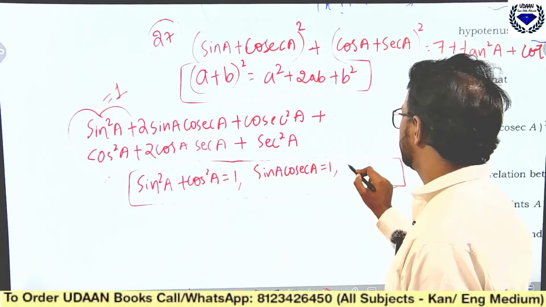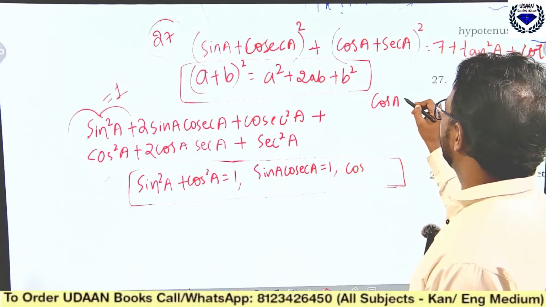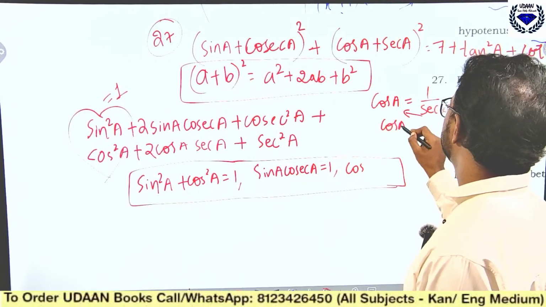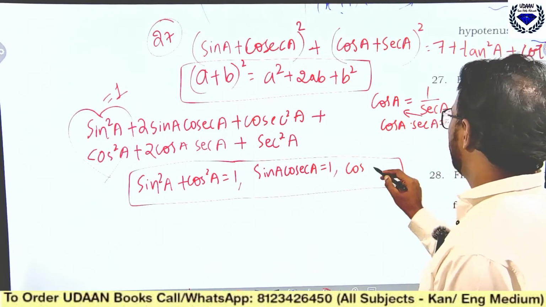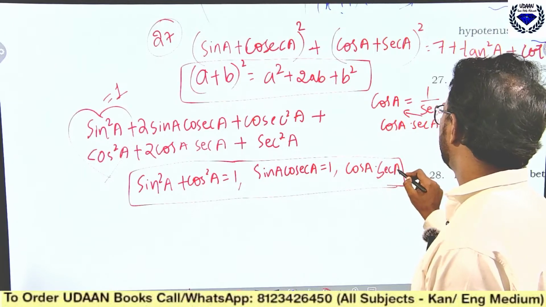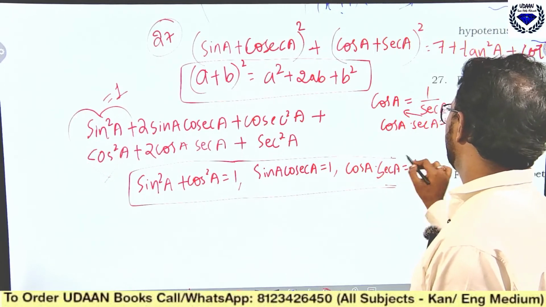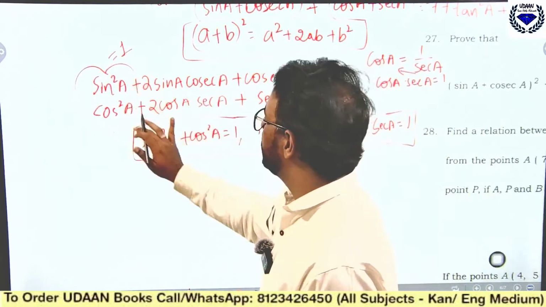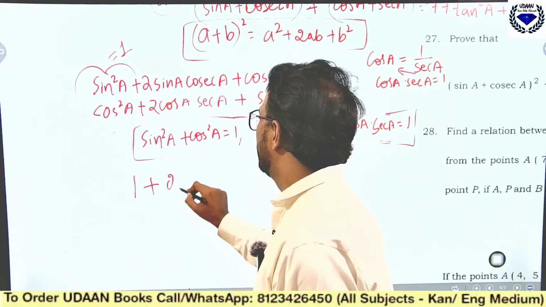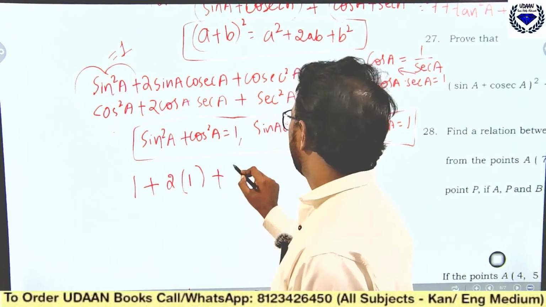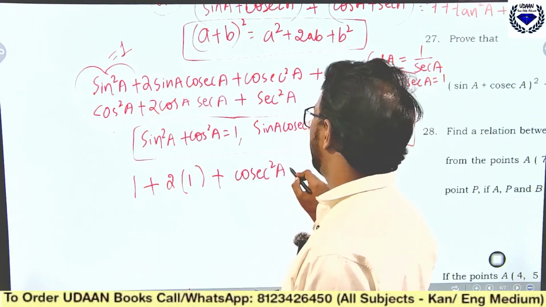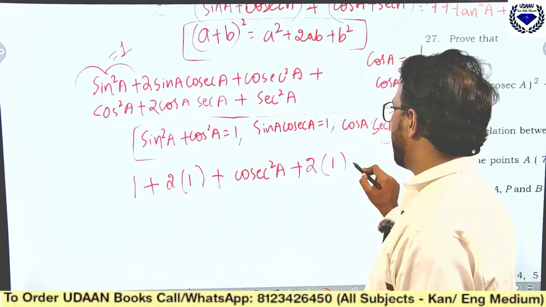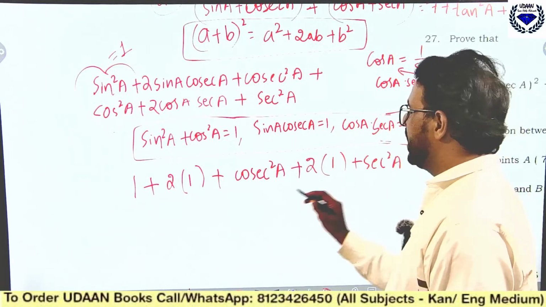Similarly, cos A into, see here, cos A is reciprocal of sec A. If you just transfer here, cos A into sec A, you will be left with 1. Therefore, cos A into sec A is equal to, what will you get? Equal to 1. I hope you are connecting to me. Now what will you get? Sin square A plus cos square A is 1. Then 2, this sin A into cosec A is 1. Cosec square A write as it is, plus this together has become 1. 2, this cos A into sec A has become 1, and this is sec square A.